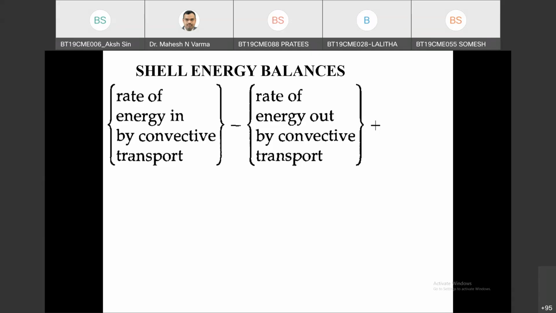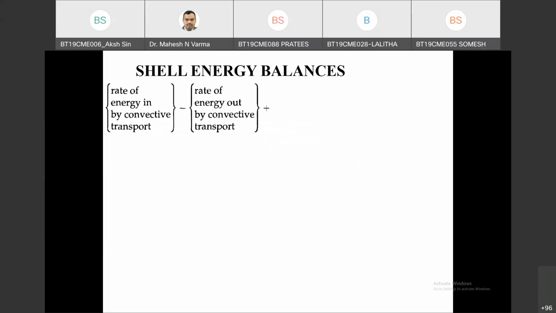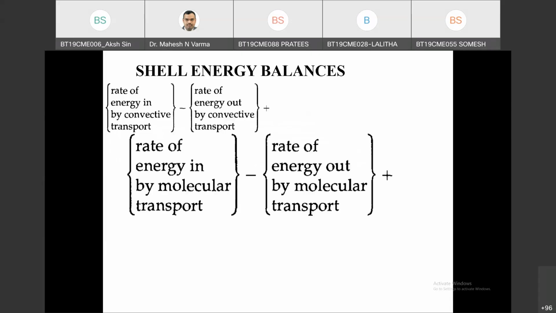So what will be all the energies coming into my system? It will be either by convection, by conduction, or by work done. Everything is discussed here. This is the rate of energy in by convective transport. Convective transport is characterized by the bulk motion and heat content per unit volume. That will give me the rate of energy coming in by convective transfer. Then the rate of energy coming in by molecular transport minus the rate of energy going out by molecular transport.